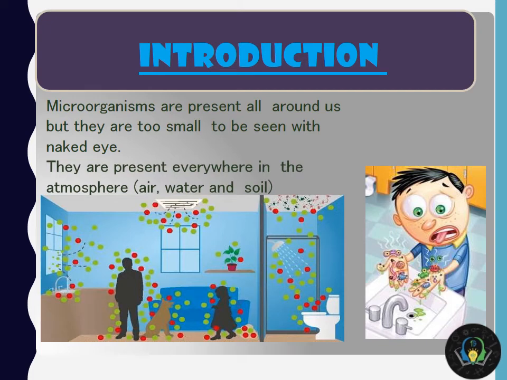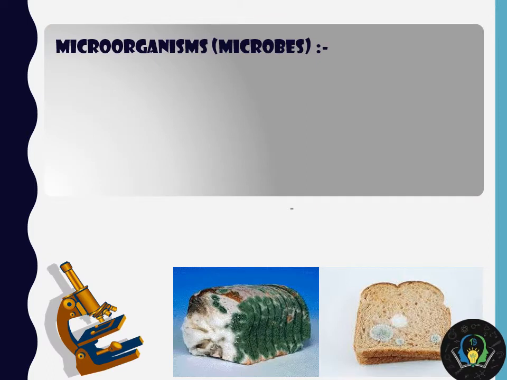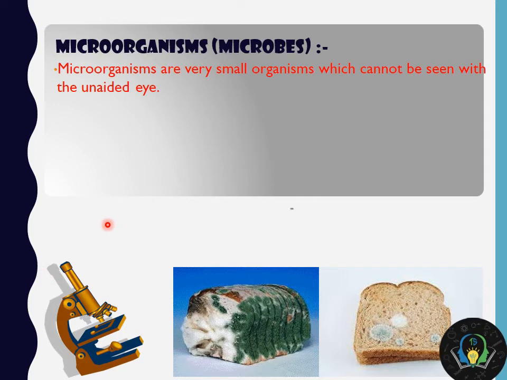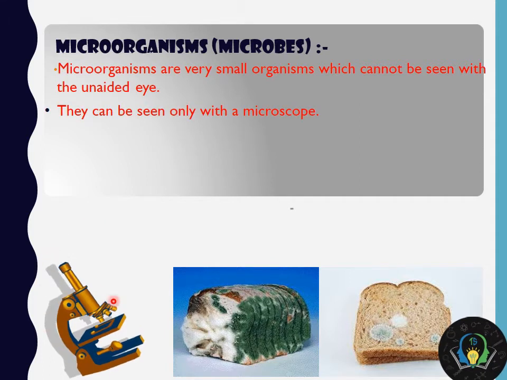Now they are present in air, water, soil, on our hands, on our skin, everywhere. And hence it is important for us to understand them and to know what are their benefits and what are their demerits. So microorganisms are also referred to as microbes, and they are extremely small to be seen with our naked eyes. Hence we need a microscope.